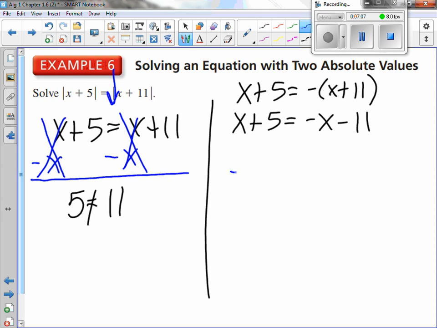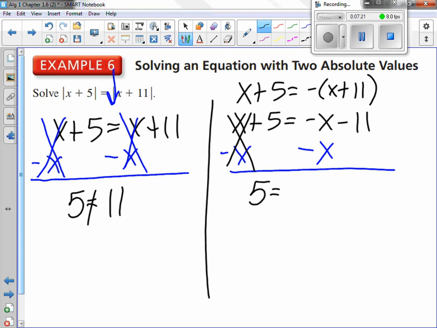So this side over here, I'm going to do the same step I did first. I'm going to subtract x from both sides. Because here, x minus x still cancels, and I have 5. So that didn't change, did it, from this one over here? So let's look over here. What is negative x minus x?